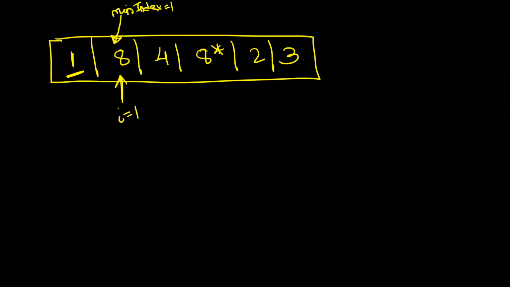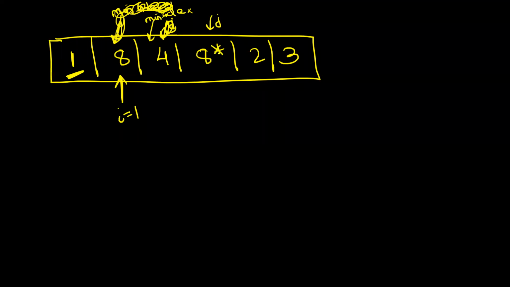I start from 4, right? Because I've already considered 8 to be the minimum and this is already at its correct position, right? So I start J from I plus 1. I compare. Is ARR of J less than ARR of min index? Definitely yes, right? So this is the new minimum. See guys, you can swap. But I won't be swapping, right? I will be updating my minimum index. So I bring my min index equal to J. This is the new minimum element. And then J moves forward.